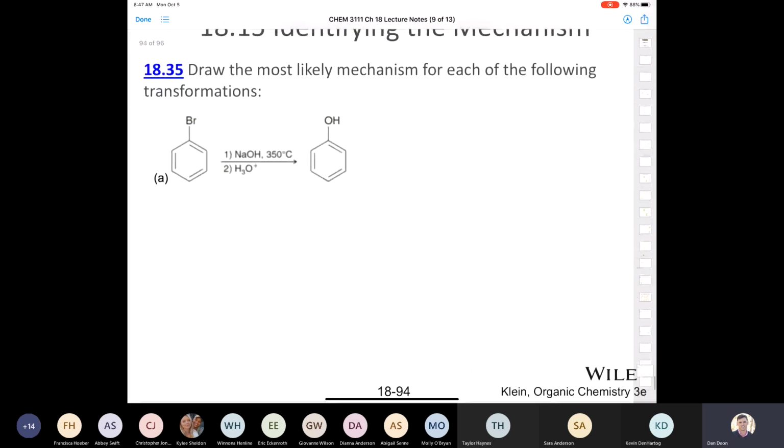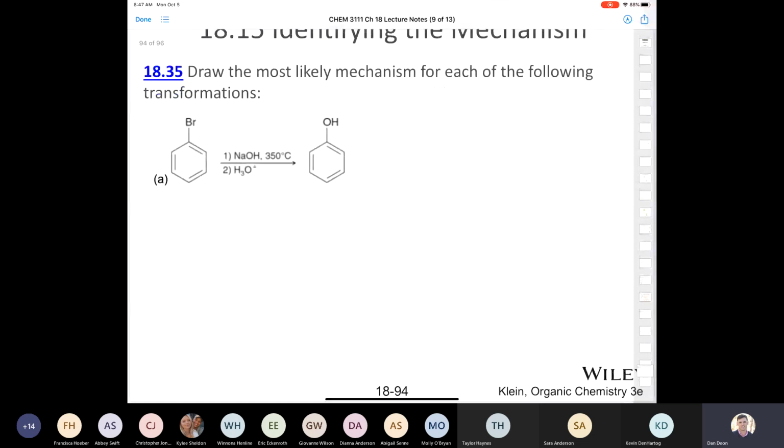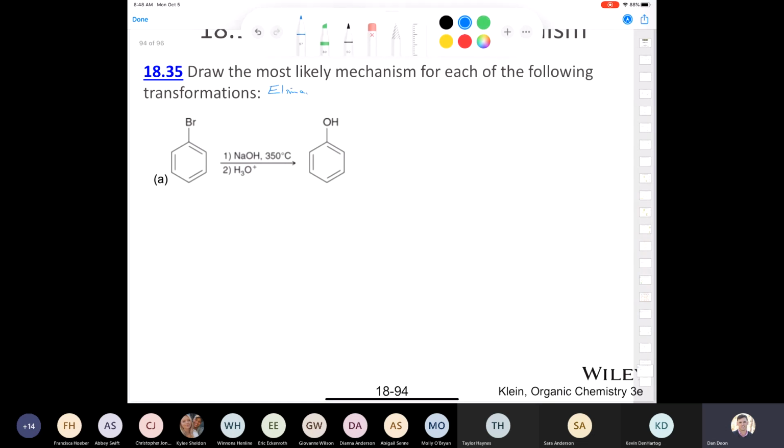This one says draw the most likely mechanism for each of the following. There's only one transformation here. This is just that reaction where you take a molecule like chlorobenzene or bromobenzene that's shown here, you treat it with sodium hydroxide at very high temperature, okay, get a substitution, and this is based off of what? Elimination addition. So let's draw the mechanism. So again, this is elimination addition. That's what's going on here.